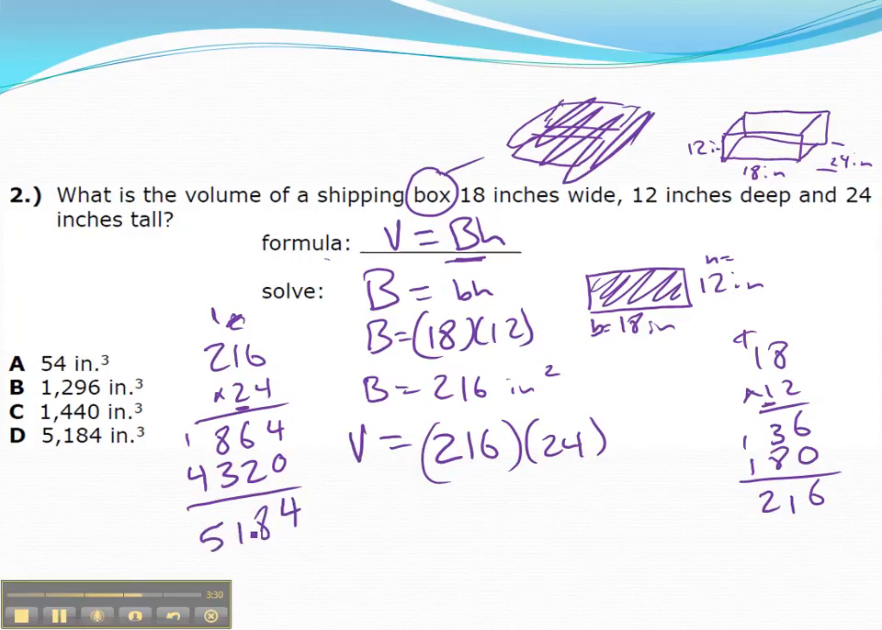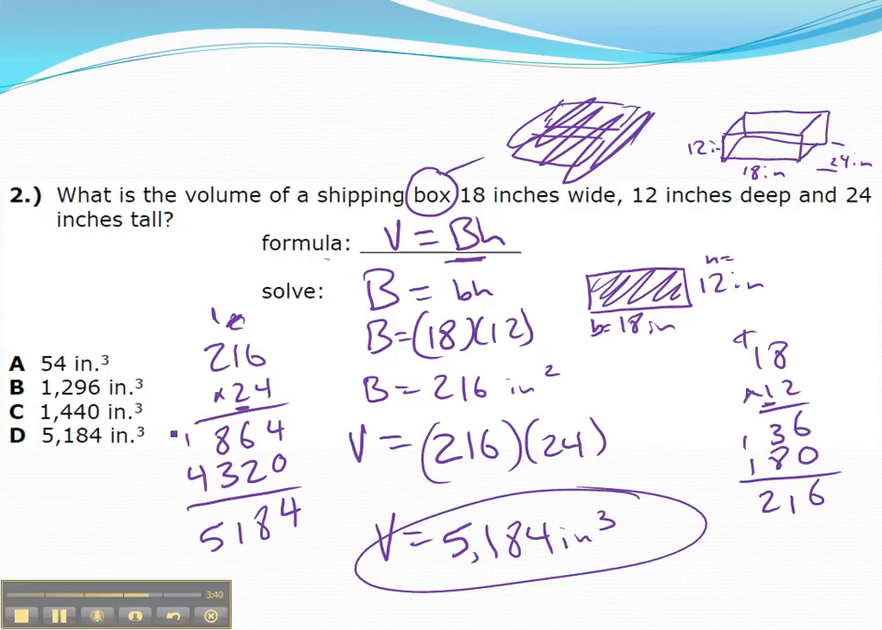So the volume of our rectangular prism is 5,184 inches cubed, which is answer choice D. Okay, I'm going to pick up the review with problem 3 on the next video.